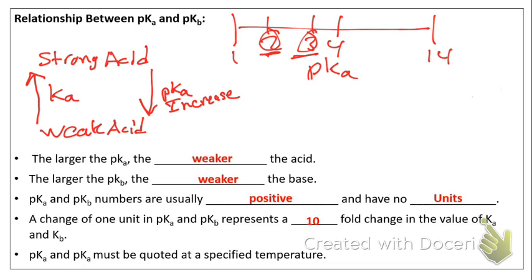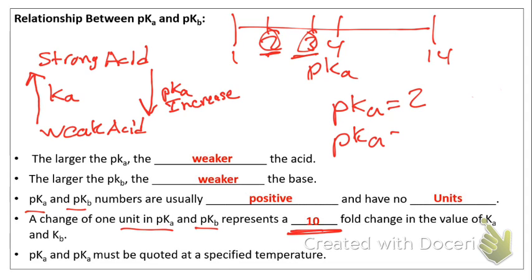All right, here's some other information you should know. pKa and pKb numbers are usually positive and they have no units. A change in a unit of pKa or pKb represents a 10-fold change in the value of Ka or Kb. In other words, if you have a pKa of 2 and a pKa of 3, the strength of the acid is going to increase 10-fold as you go from 3 to 2. So we could say that the acid at a pKa of 2 is 10 times stronger than an acid at a pKa of 3. Okay, so that's important to understand.